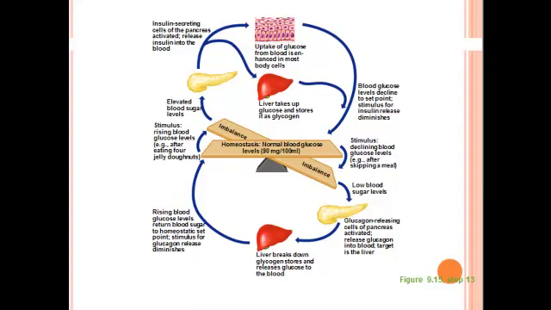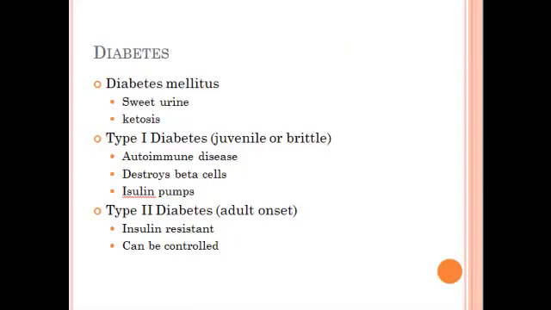Diabetes, I'm sure you've heard about. There are two main types of diabetes: type 1 diabetes and type 2 diabetes. When we say diabetes, we're usually talking about diabetes mellitus, because there is another type called diabetes insipidus, which we'll talk about later, which doesn't deal with glucose at all. But usually when someone says diabetes, they're talking about problems with insulin and glucose.